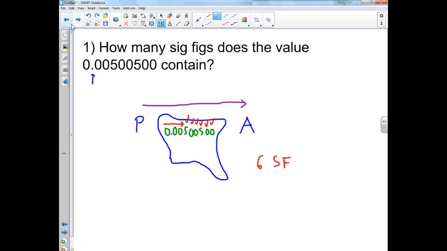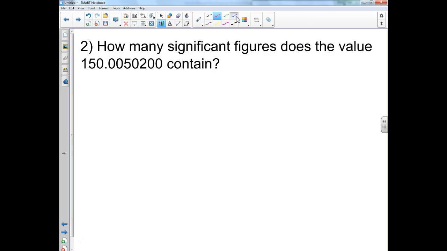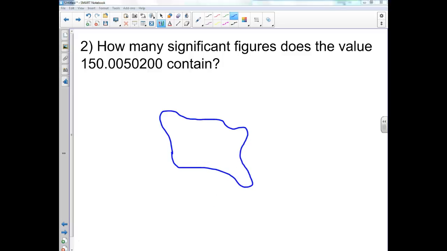Okay. Let's try it with another one. How many significant figures does the value 150.0050200 contain? Alright, draw your US. I think it's more like that. That's even better. Oh my gosh. Why am I not an artist? Okay, so you put the number inside the US, 150.0050200. Pacific, Atlantic. Is the decimal point present or absent? It's present. I see it right there.